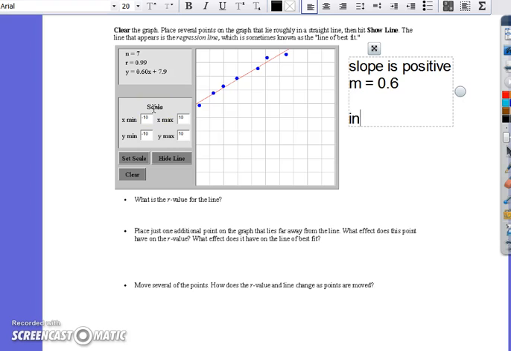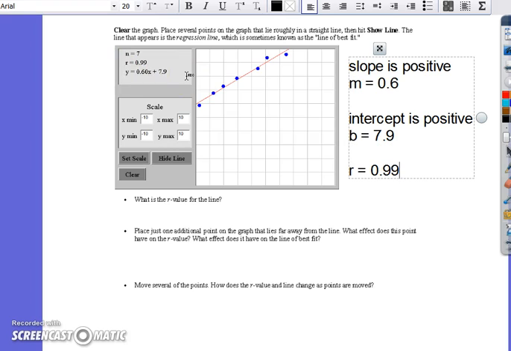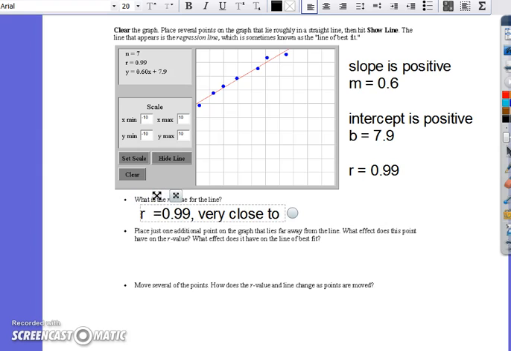And then the intercept is positive, and that makes sense because it's up here, so it's 7.9. So in fact, b equals 7.9, according to this equation right here. And then it tells me that r is 0.99. Okay, so that means I can answer this question for the r value, 0.99. And the important thing is that this is very close to 1.